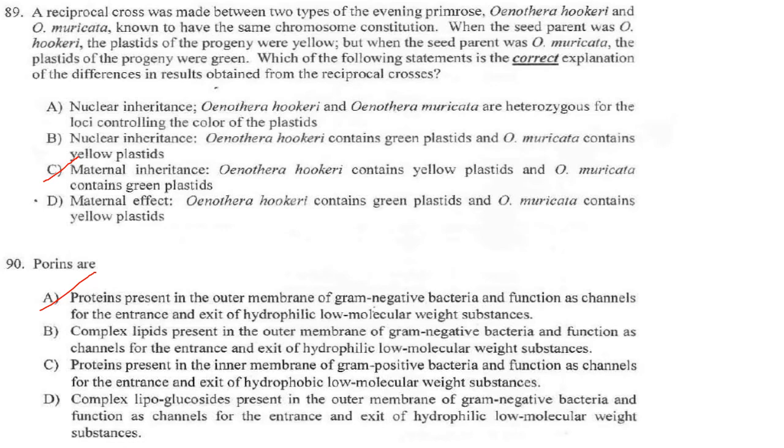So it clearly shows maternal inheritance. That is, Oenothera hookeri contains yellow plastids. So when that was used as the seed parent, all the progeny had yellow plastids. And when Oenothera muricata was used as the seed parent, all the progeny had green plastids. So it is a typical case of maternal inheritance. So answer is option C.